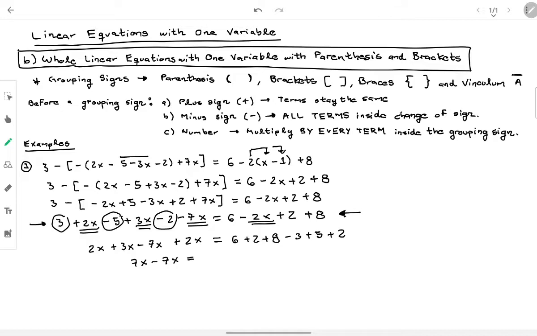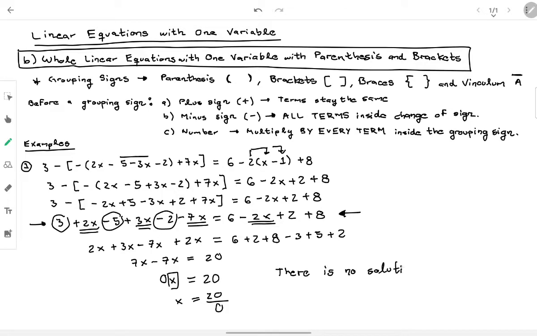So we will get here 20. So it's going to be 0x equals 20. And remember, in this case, there is no number that multiplied by 0 will get me 20, because everything multiplied by 0 is 0. So this one, it's 20 over 0, that does not exist.